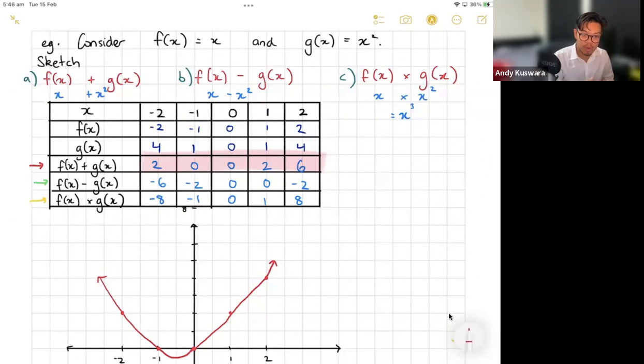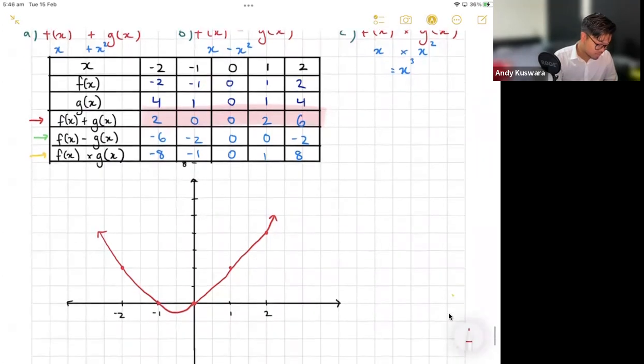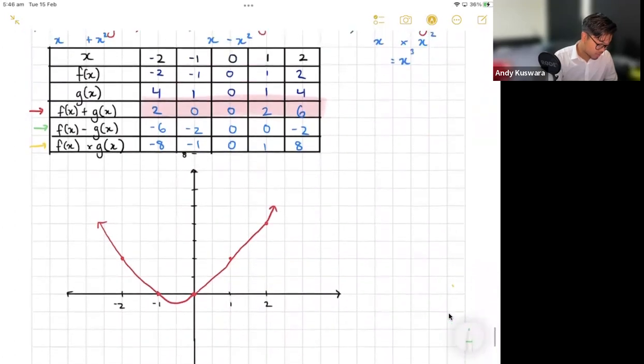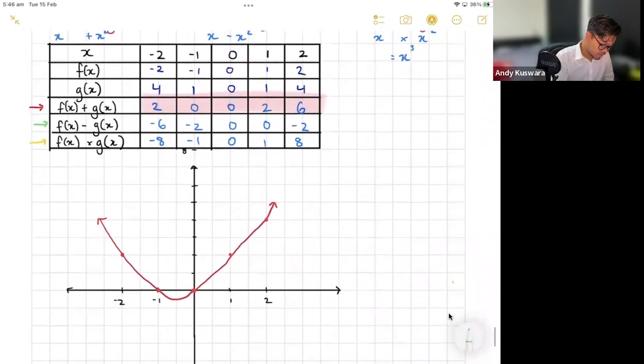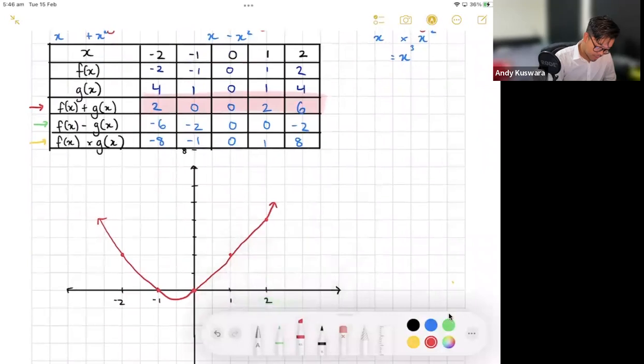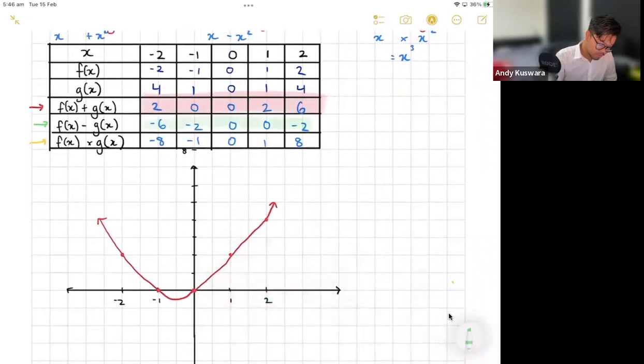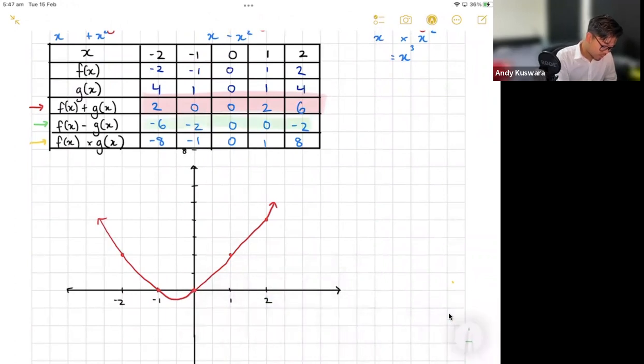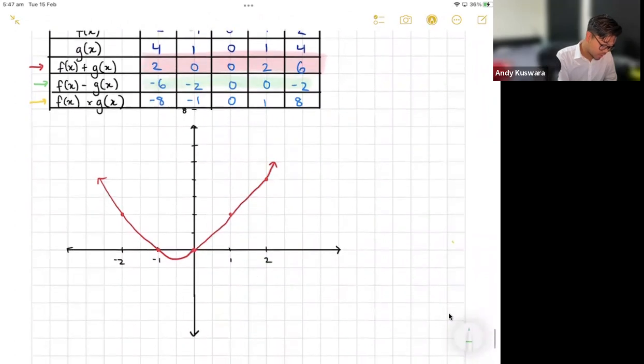Let's see what happens when we minus them from each other. If we have f(x) take away g(x), right? And we'll do this one in green, f(x) take away g(x). So when x equals -2, and I'm going to highlight again just to help myself out. And okay, green. So when x equals -2, this becomes -6. 1, 2, 3, 4, 5, 6.